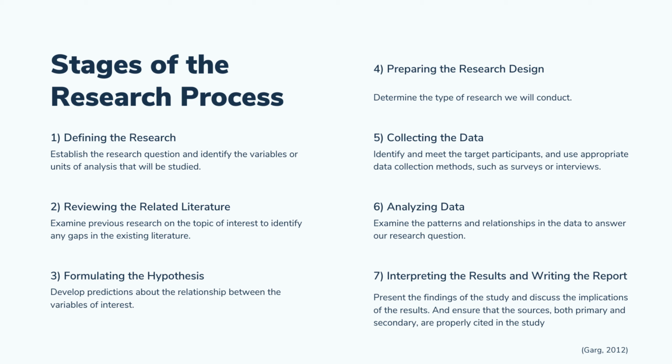In stage 3, formulating the hypothesis, we would develop predictions about the relationship between the variables of interest. For example, we might predict that increased social media use is associated with decreased mental health outcomes. This stage also involves looking into the parameters of the research problem and reflecting on the means of manipulating the variable, such as selecting appropriate measurement tools to capture social media use.